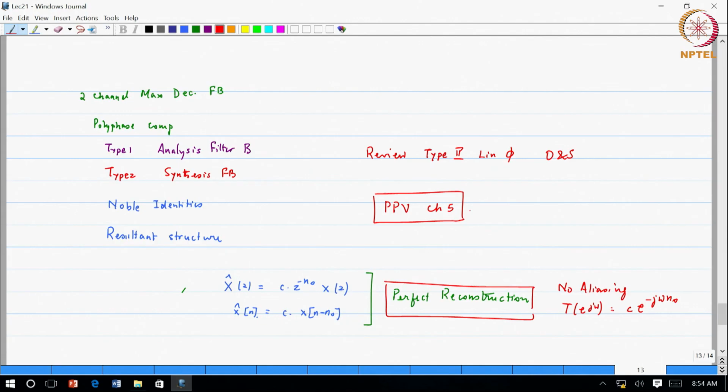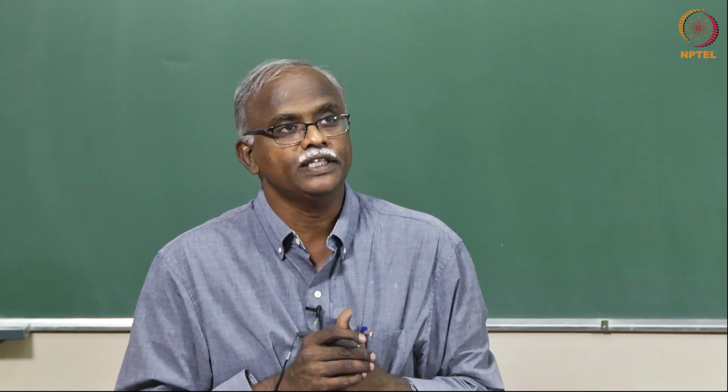So, ideally we would like to achieve perfect reconstruction when there is no signal compression and other things, just the synthesis filters, and so this is our ultimate goal. No aliasing, T e of j omega equal to c times e power minus j omega n naught, that is it. Scale factor, linear phase, and then we achieve the result that we are looking for.